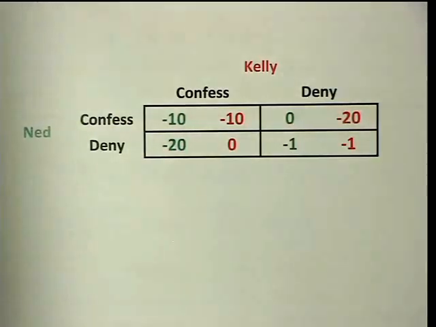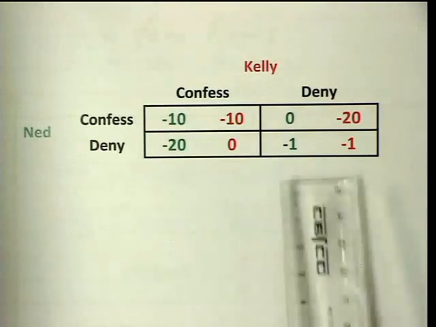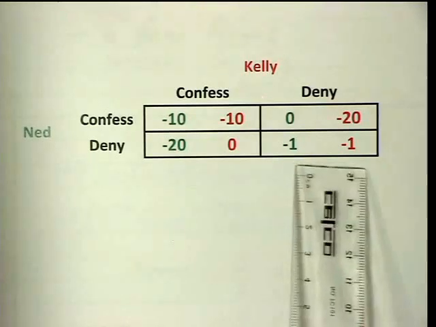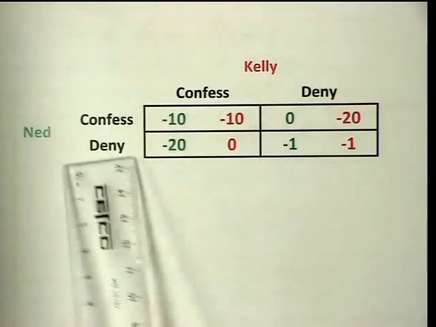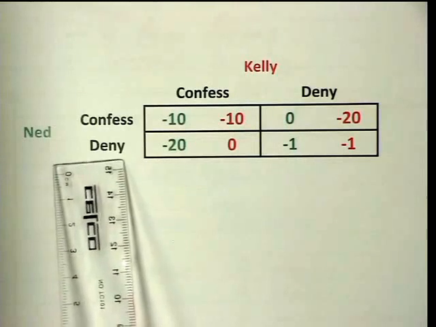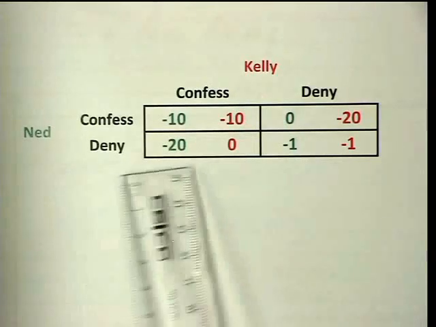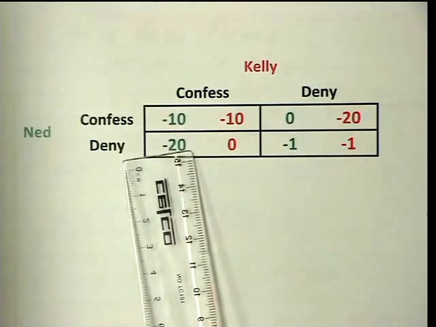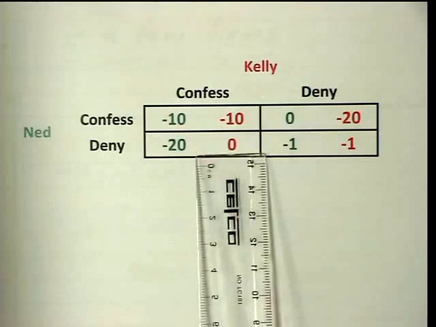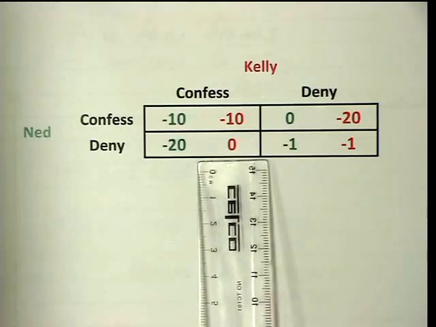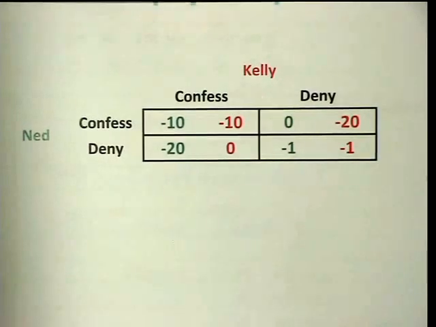If they both confess, the -10 is indicative of them both going to jail for 10 years. If they both deny, they each go to jail for just a single year. If one confesses and one denies, the denier, i.e. the liar, gets punished, goes to jail for 20 years, and the confessor gets a reward for telling the truth, and they don't go to jail at all. Is that okay?